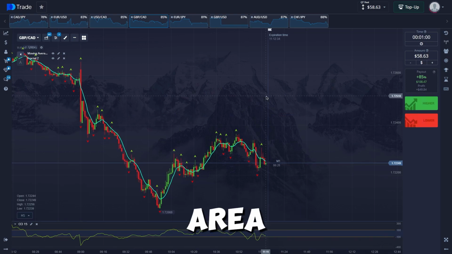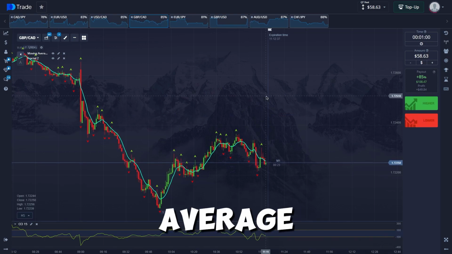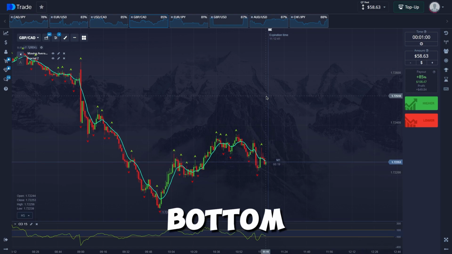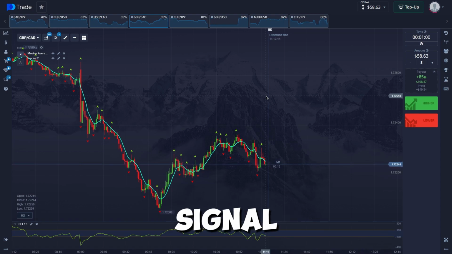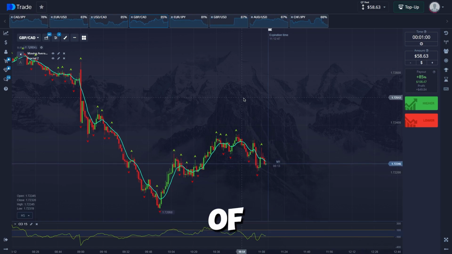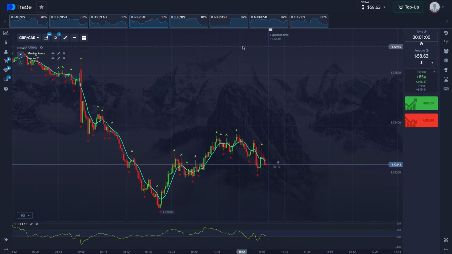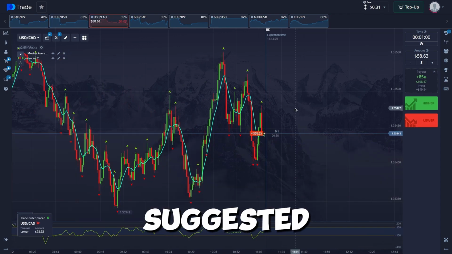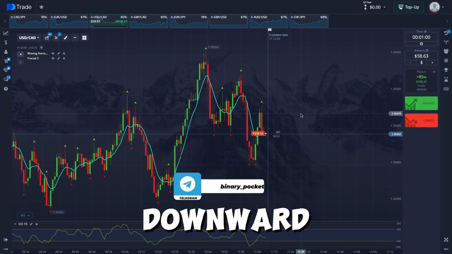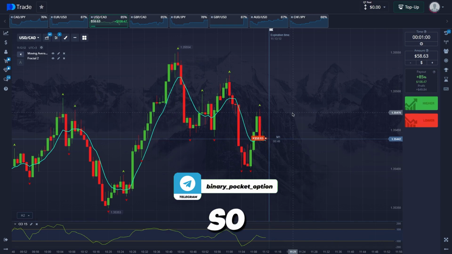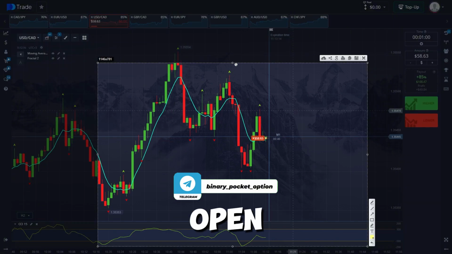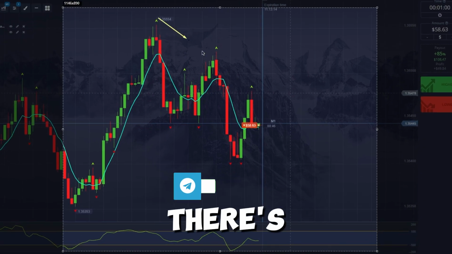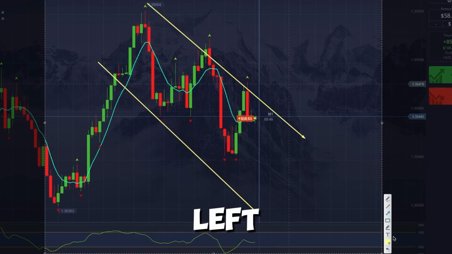In this area, we saw our moving average crossing from top to bottom. This is our downside signal to open a trade in the direction of the trend. Maybe another time we can meet the same way, Julia suggested. We also see the downward dynamics of our oscillator. So in this case, it's better to open a trade down here. There's a little bit more than 10 seconds left.